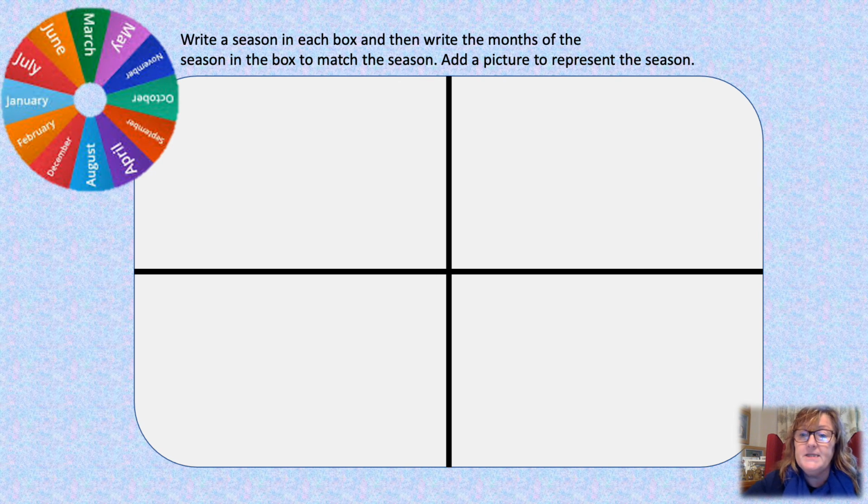So you're going to write a season: autumn, winter, summer, spring. Did I do that in the right order? I didn't, did I? Autumn, winter, spring, summer in a circle around, okay? So autumn, winter, spring, summer. So summer goes into autumn again. And then in each of those boxes, you're going to write the 3 months that go with that season.